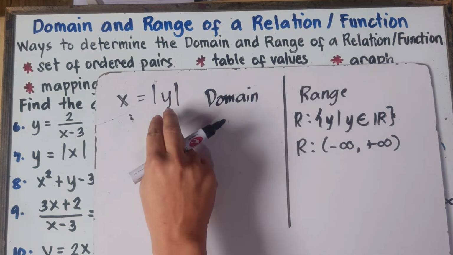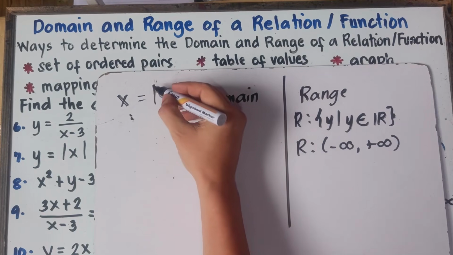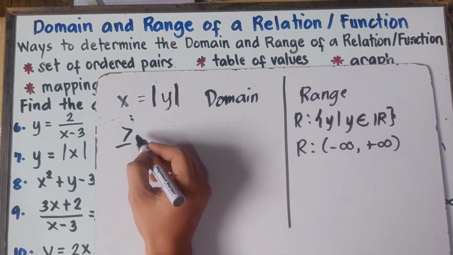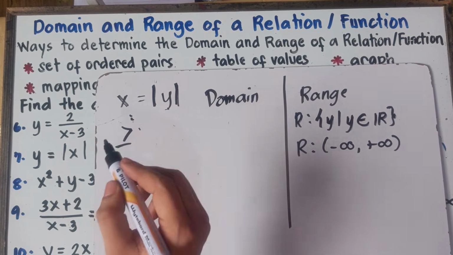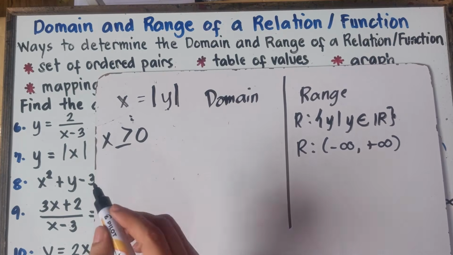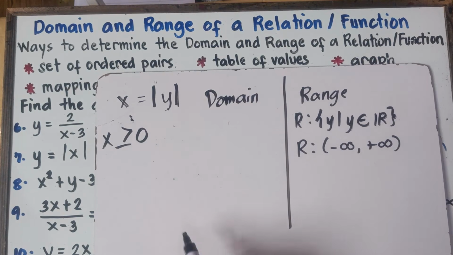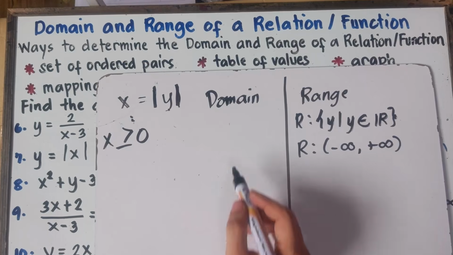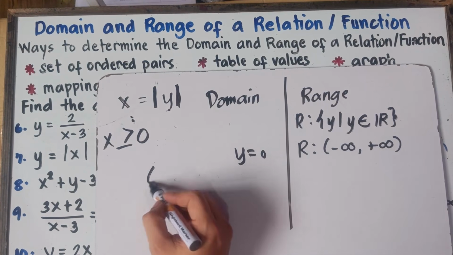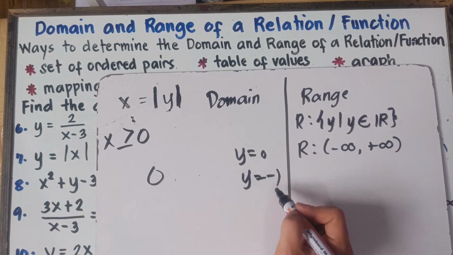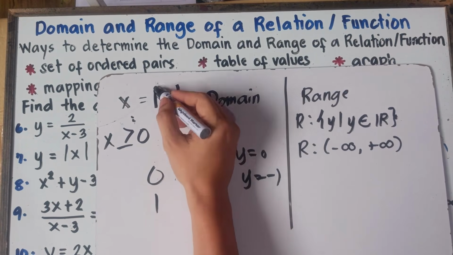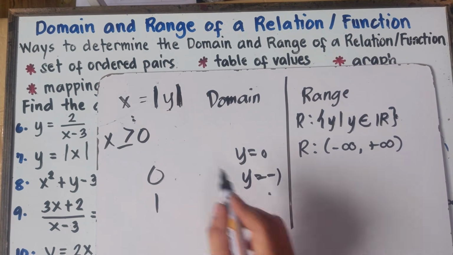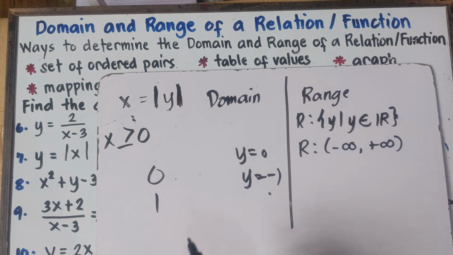Because for any number for y, automatic, because you have this absolute value, your answer will be greater than or equal to 0, right? x will be greater than or equal to 0. Why is that, sir? Because for any number for y, your answer is always positive. If your y is 0, your answer is 0. If your y is negative 1, your answer is positive 1 because you have this absolute value. Therefore, for any value of y, your answer for x will be greater than or equal to 0.